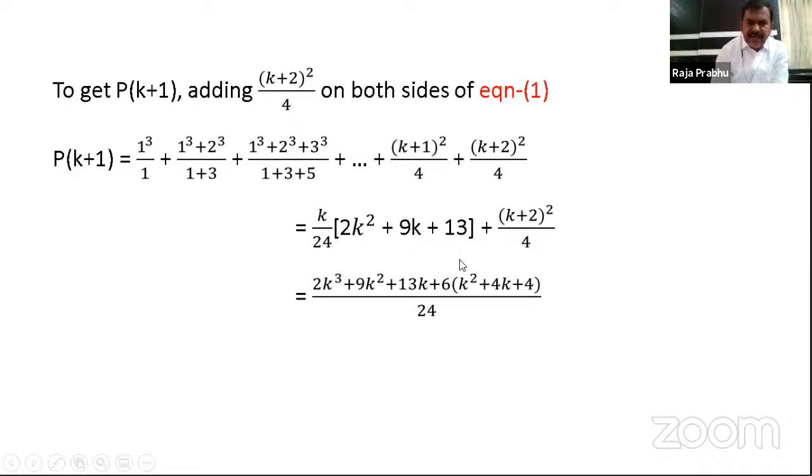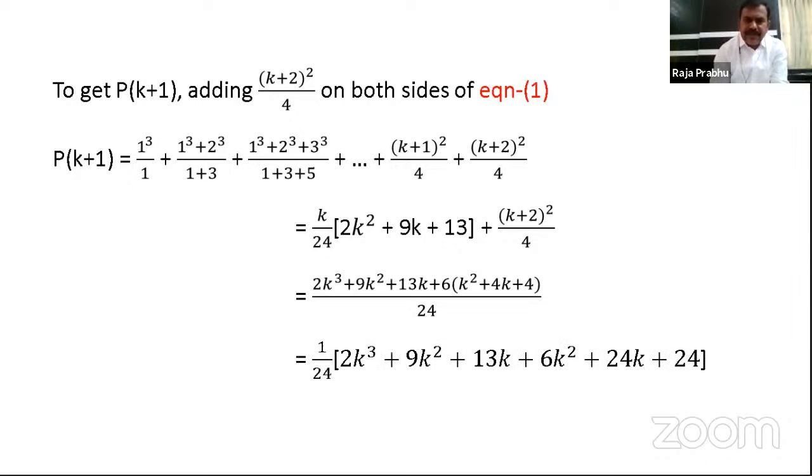13k. And for the next term, the second term, the denominator is 4. Now 24 by 4 is 6, so 6 into this numerator, that is (k plus 2) whole square. So 6 into (k plus 2) whole square is 6 times (k square plus 4k plus 4) according to the (a plus b) whole square formula. Children, I hope this is very clear to you. Now the next step is also simplifying just the numerator.